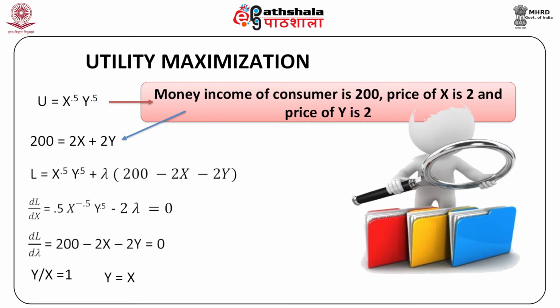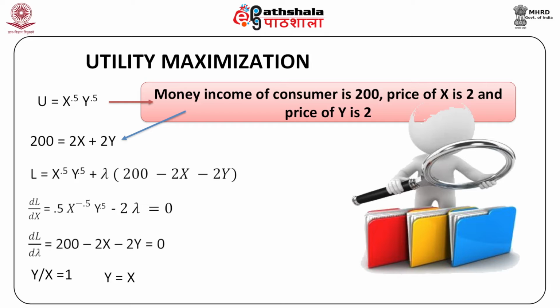Example 1, utility maximization. Let the utility function be u = x^0.5 y^0.5. This is called equation 1, where u is utility and x and y are two goods. Money income of the consumer is 200, the price of x is 2 and the price of y is 2. Then the constraint function will be 200 = 2x + 2y. This is called equation 2.